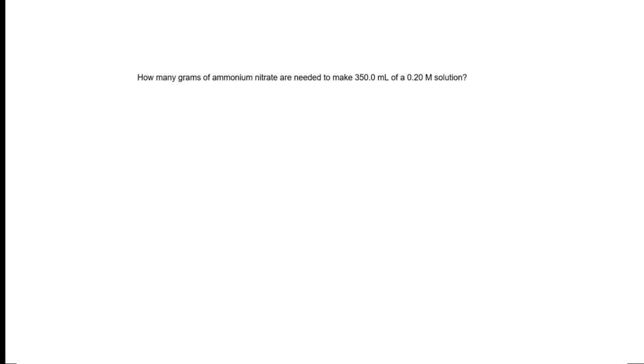This problem reads, how many grams of ammonium nitrate are needed to make 350 milliliters of a 0.2 molar solution, or 0.2 molarity? Just like before, here is our equation for molarity. Let's plug in what we know. We know the concentration. We want to make a 0.2 molar solution. We know how much we want to make. Notice here I converted my 350 milliliters into liters. It's just a matter of moving the decimal, but make sure these units are liters here.